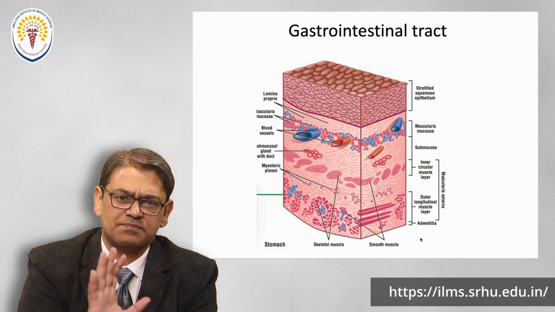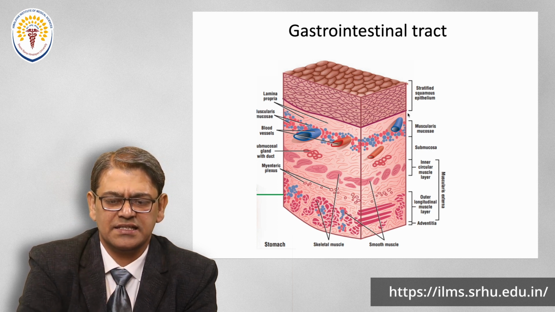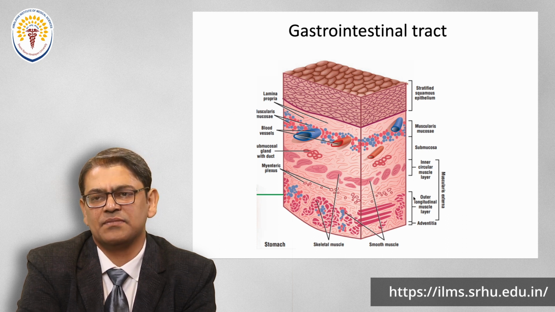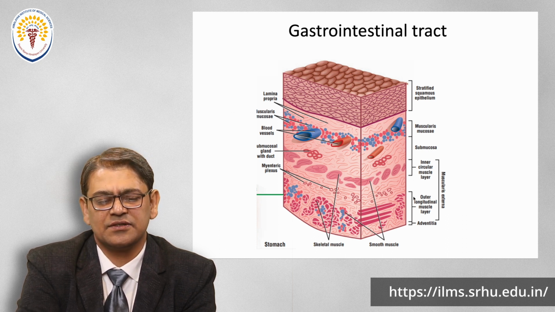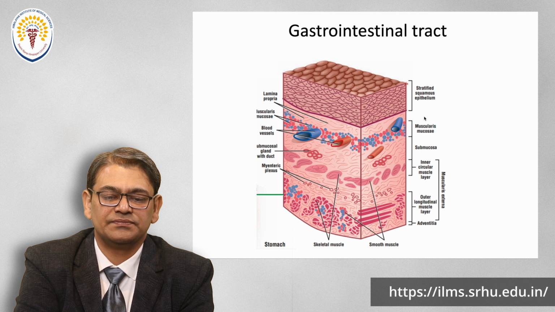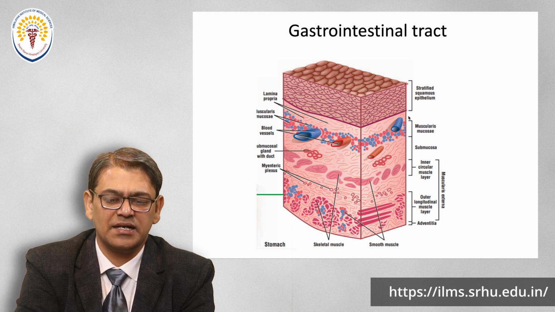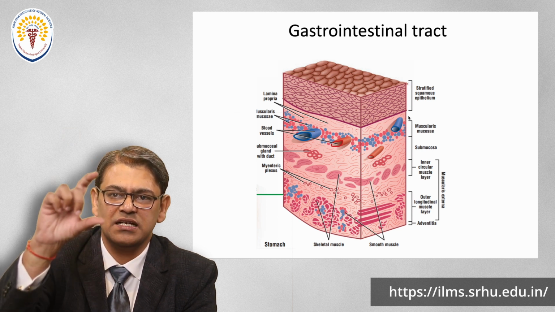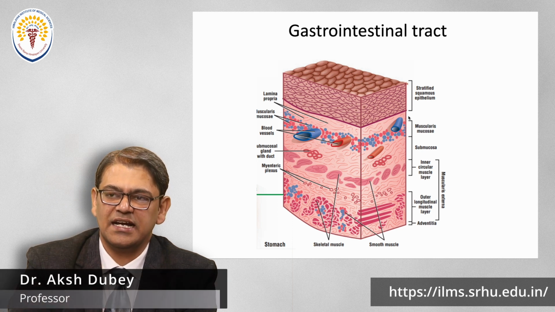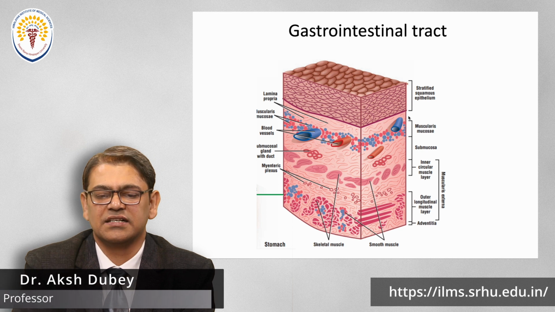The gastrointestinal tract has a fixed pattern. For example, there is a stratified squamous epithelium. Here we see the muscular mucosa, then the submucosa, and then the muscle layer, inner circular and outer longitudinal, and then the outside layer, adventitia or serosa. So if you connect all this, we have mucosa, submucosa, muscularis externa and adventitia or serosa.